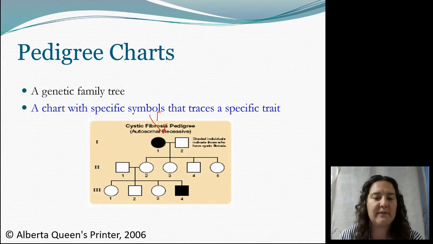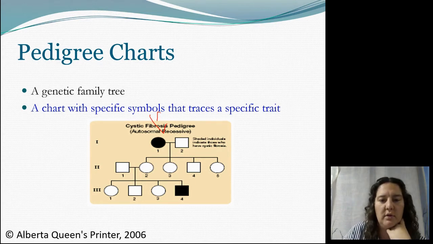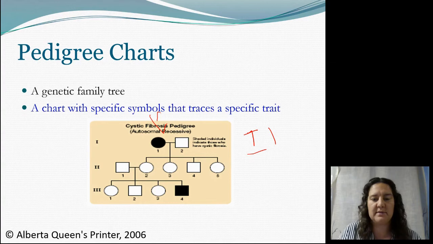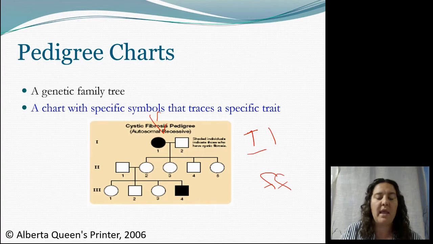So when we look at cystic fibrosis, this is an autosomal recessive condition. So that means that individual 1, so I1, has to have two recessive alleles. And so I'm just going to choose a lowercase f for fibrosis because it's easier to see than the capital F. And individuals that are not affected have at least one dominant allele.